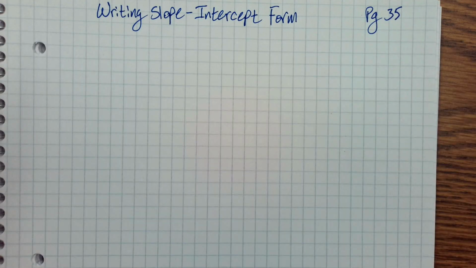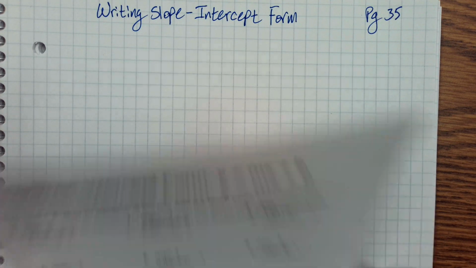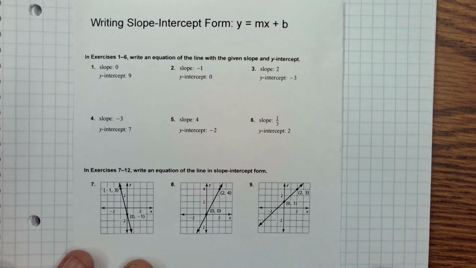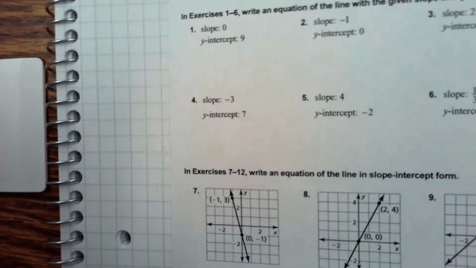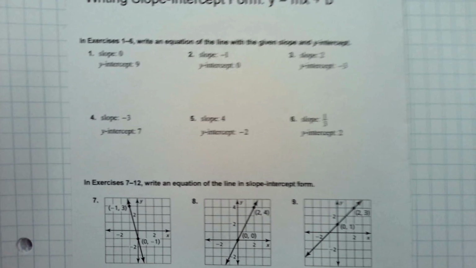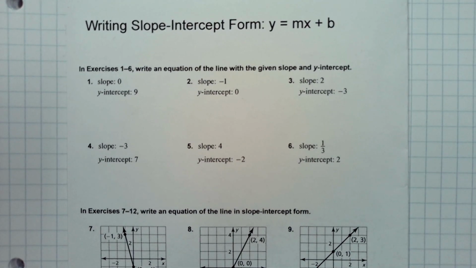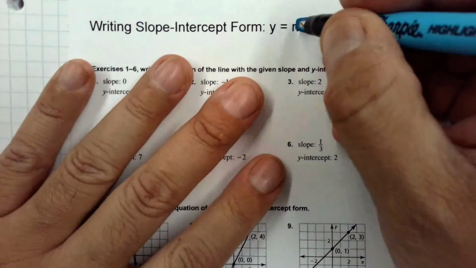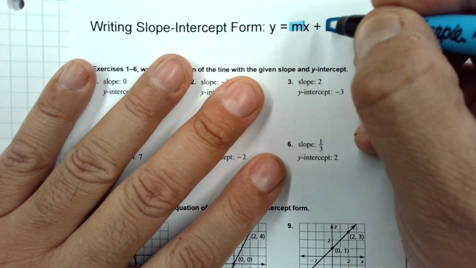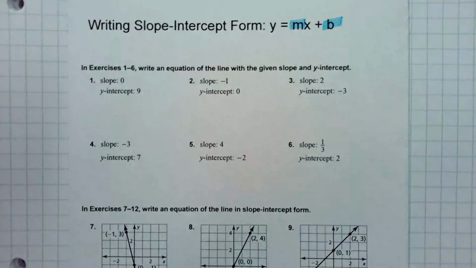Let's begin. All right, guys. So we're going to be writing equations in slope-intercept form. So we should all have this. And so slope-intercept form has two very important parts, right? It has a slope and a y-intercept.